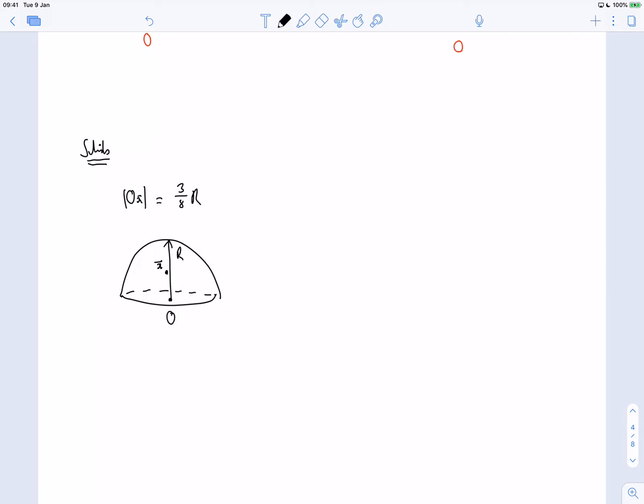So this is for a solid hemisphere, it will look like that. Oh no, hemisphere's halfway, you silly boy. So this is a solid hemisphere.